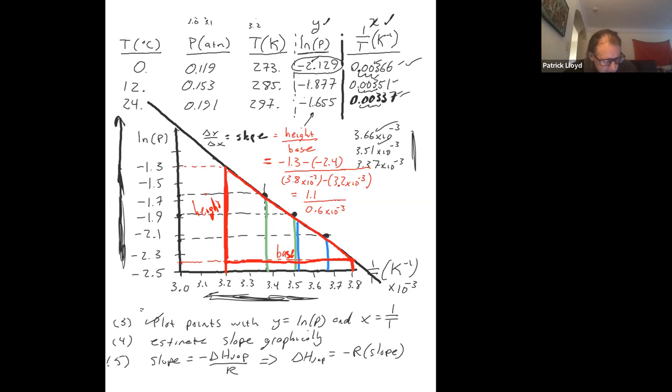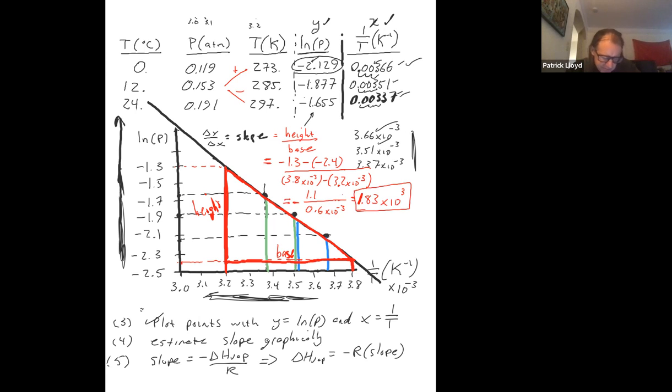Okay, now look at the slope. This is a negative slope. Remember, this is a positive slope, and this is a negative slope. So it's got to be a negative slope. Let me erase the equal sign and put that in there. Now, 1.1 divided by 0.6 is 1.83 times 10 to the 3. Okay, why did I get 10 to the 3? Because if you take 1 over 10 to the minus 3, you get 10 to the plus 3. Okay, so there is your slope.